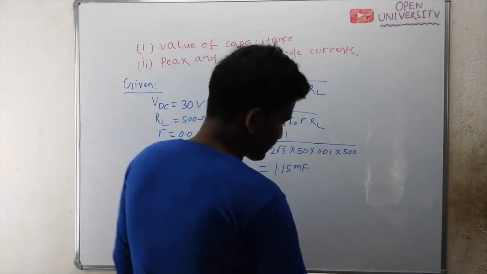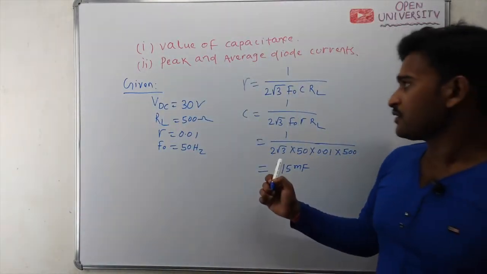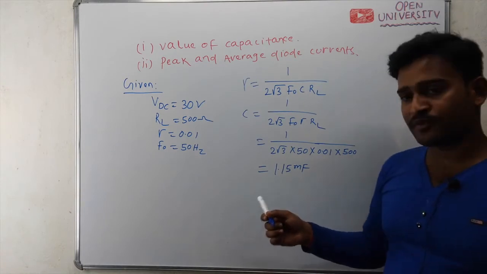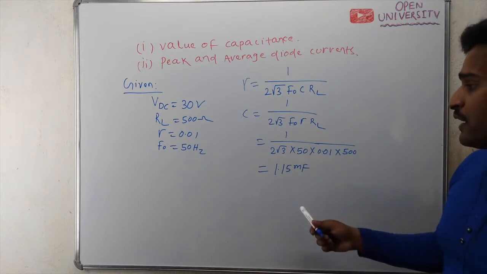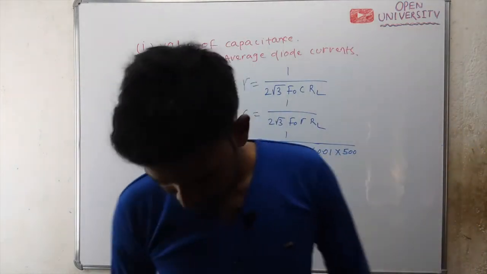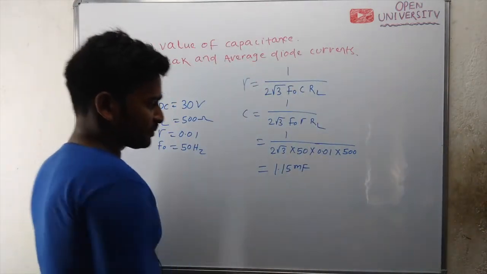This is a large capacitor, and we know that any filter consists of a larger inductor and capacitor. Larger inductor means a few Henry, and large capacitor means some millifarad or microfarad. Those are very large capacitors. So 1.15 millifarad.